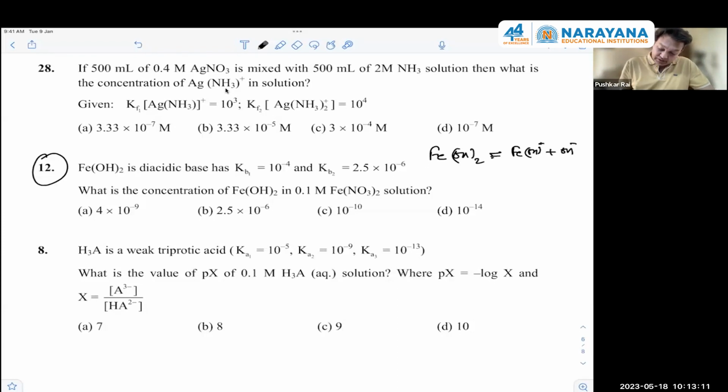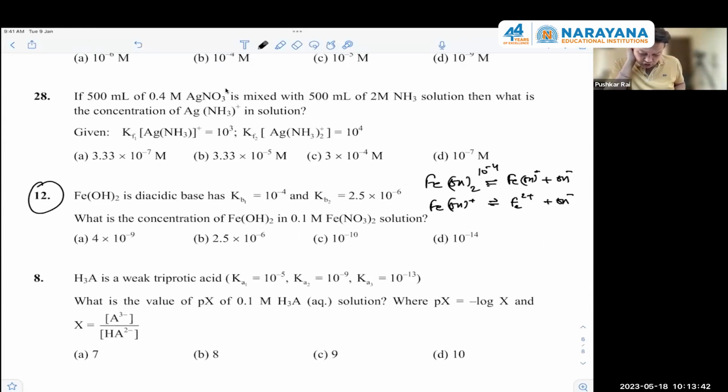And already Fe is there in the solution. And the second step is FeOH plus dissociating into Fe2 plus and OH negative. First equilibrium constant is 10 to the power minus 4. So there is some flaw in this problem. It is not given whether Fe(OH)2, if it is iron, is soluble or insoluble. From where did you get this problem?